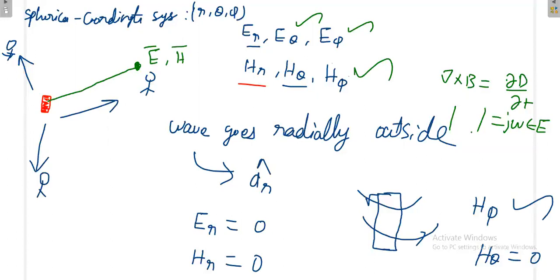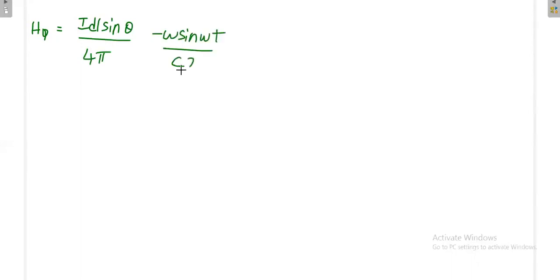So what is H pi? H pi is equal to I dl sine theta divided by 4 pi, and the remaining component is there. That remaining component: minus omega sine omega t c by cr. C means velocity of light in free space. R means distance between the observation point and antenna. Then cos omega t divided by r square.